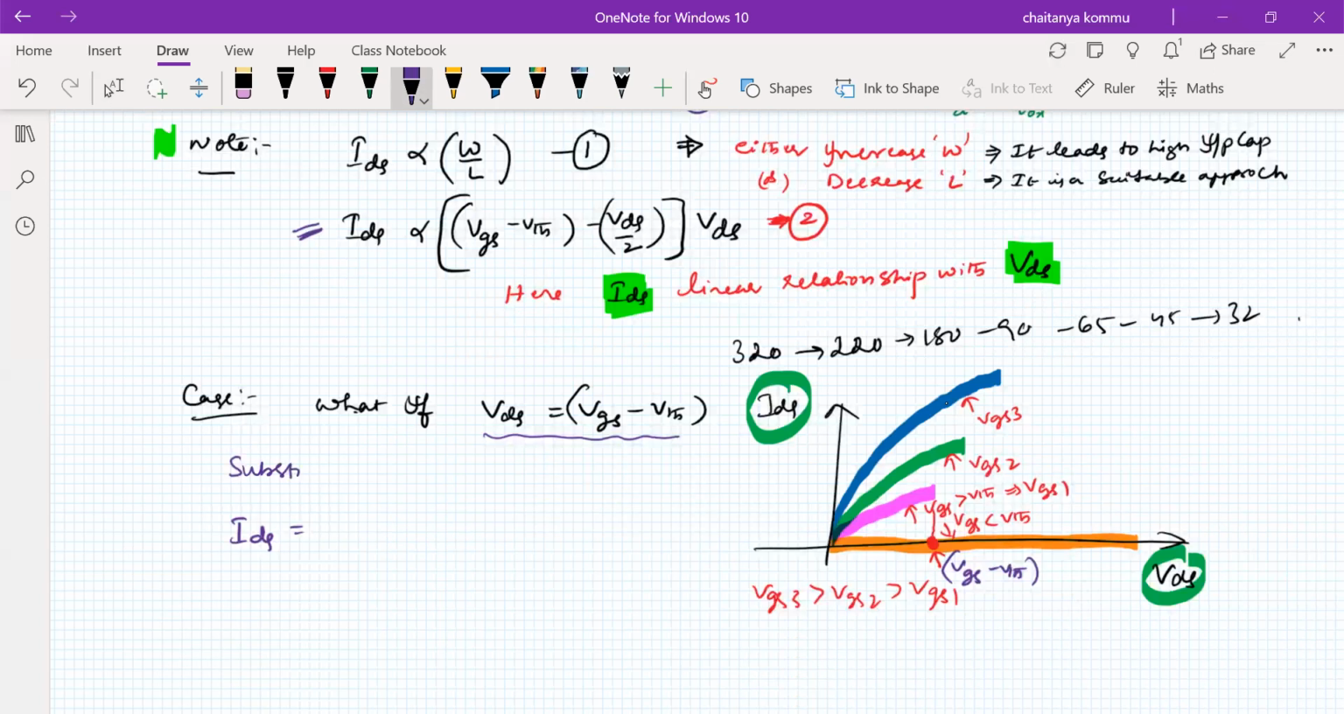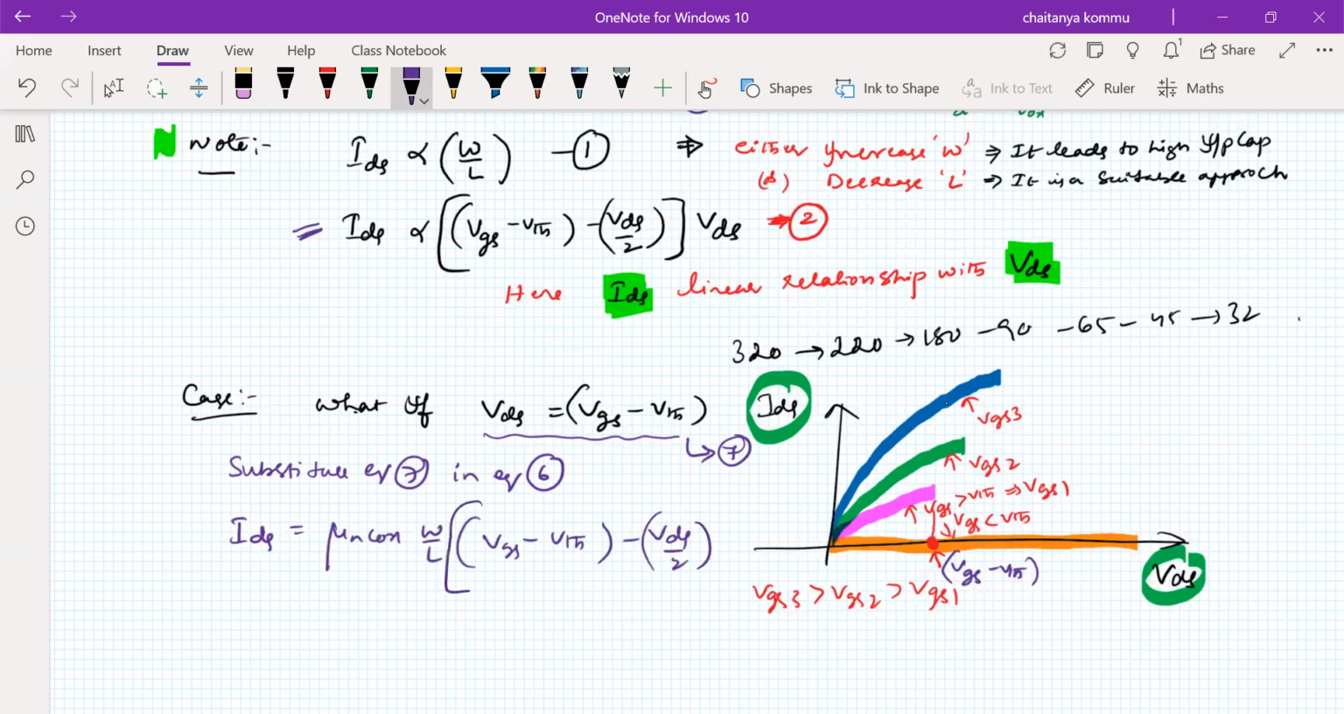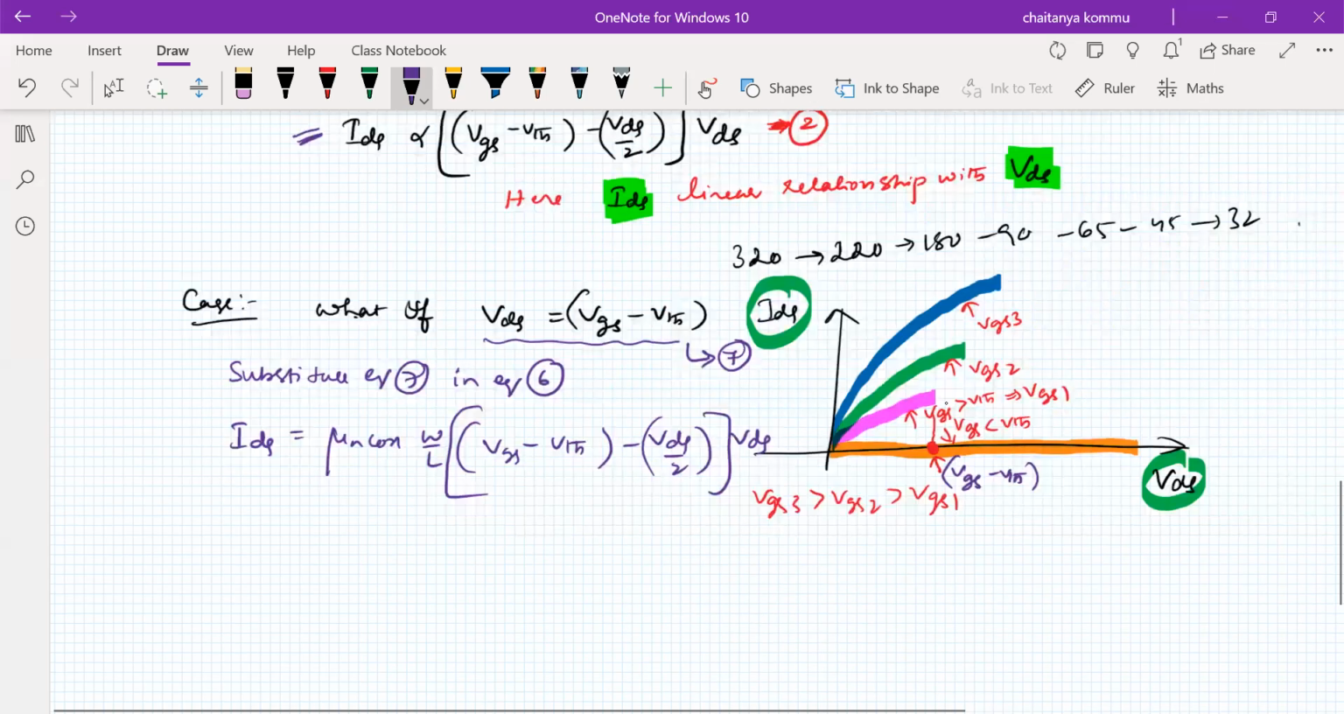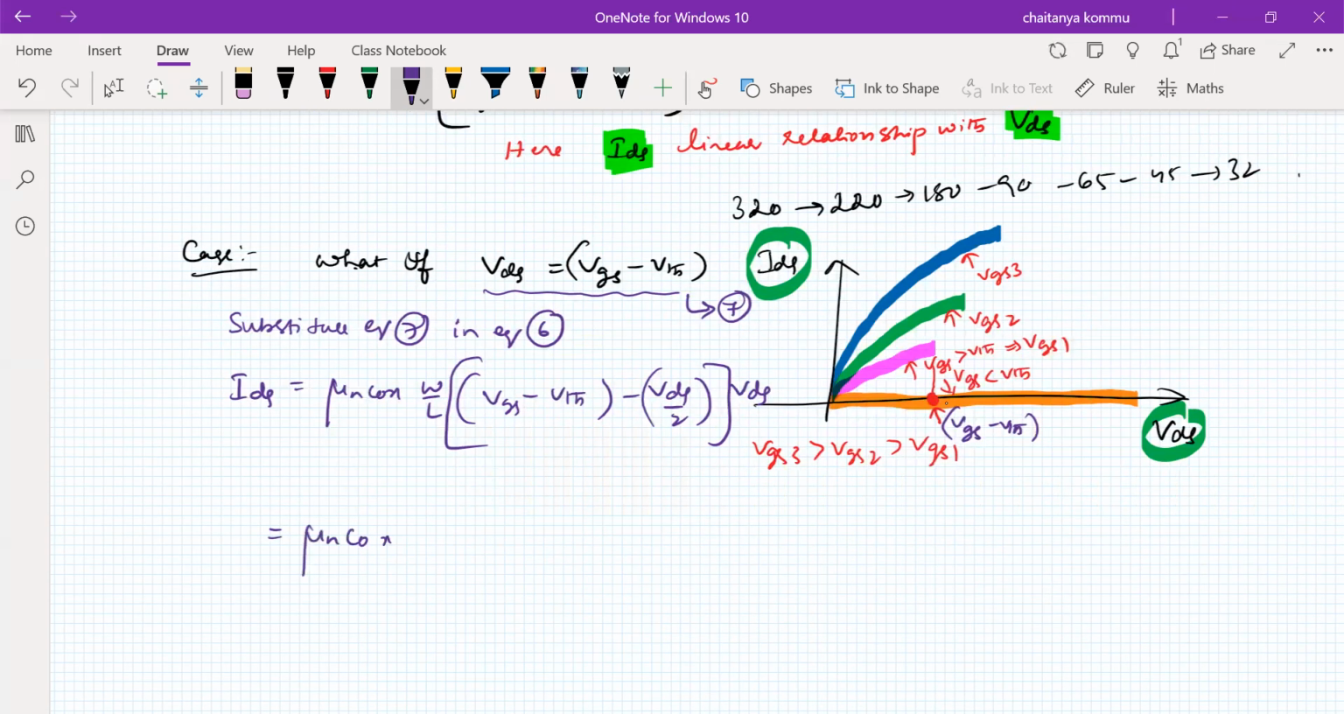Substitute equation 7 in equation number 6. So what is this one? Mu n into Cox into W by L into VGS minus VTH into VDS divided by 2, multiplied with VDS. If you substitute the VDS in place of VDS by VGS minus VTH, what will happen? Mu n into Cox into W by L into VGS minus VTH minus, so what value can I write? VGS minus VTH divided by 2.